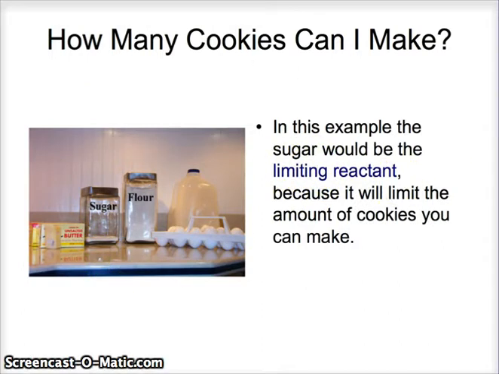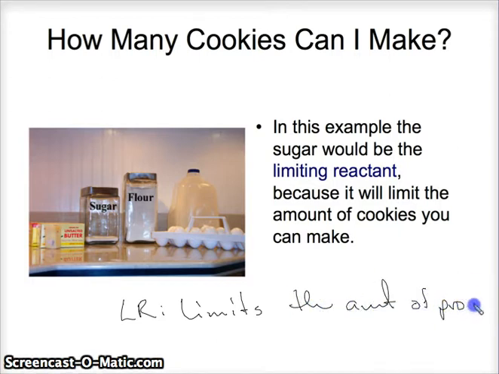So, the basic definition of a limiting reactant: it limits the amount of product. I mean, it's that simple, guys. That's all there is to it.